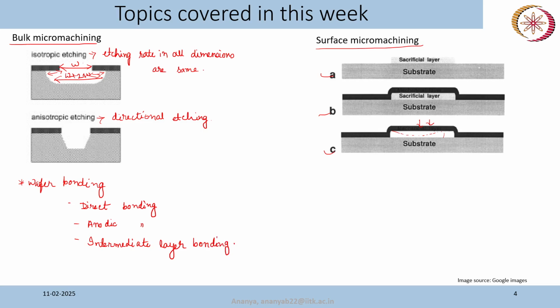The one example given in the class for bonding was the PDMS micro channel with a silicon wafer or glass substrate. So this kind of bonding is very important when we want to create, say, micro channels on some substrate, and then we want to bond it with another substrate. Okay.